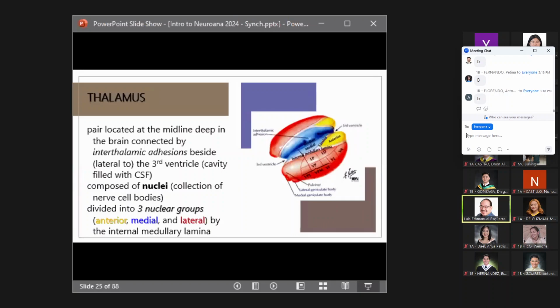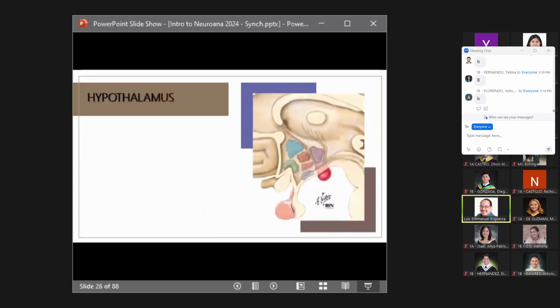Within the internal medullary lamina, there is also an intralaminar group of nerve cell bodies called the intralaminar nuclei, which has some function as well. Because it is predominantly made up of nuclei, nerve cell bodies, the thalamus appears as gray matter. Now the hypothalamus, on the other hand, is just above it.